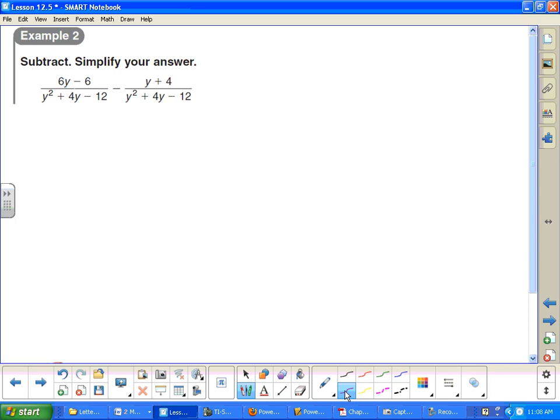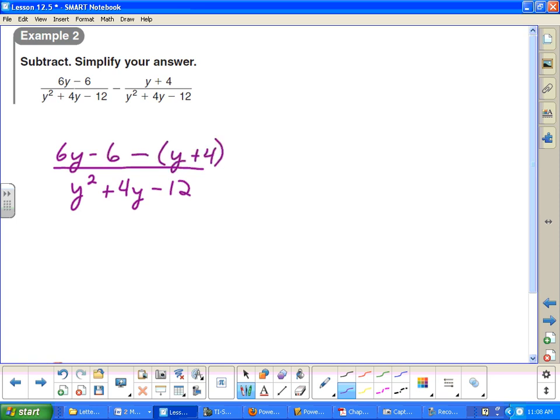So we have our common denominator, in this case y squared plus 4y minus 12. So in the numerator we have 6y minus 6 minus the quantity y plus 4. Now I'm putting the minus sign and the parentheses there to remind me that I'm subtracting that whole thing, and that when we subtract a polynomial, what actually happens.